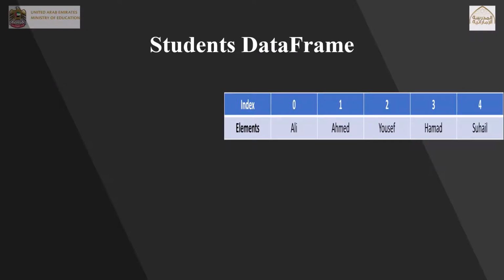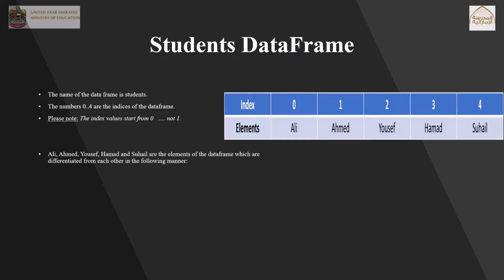A short while ago, you did a program where you used 5 different variables to store 5 different names. Now, I would do the same thing using a data frame. The name of the data frame is students. The numbers 0 to 4 are the indices of the data frame. Please note, the index values start from 0 and not 1. Ali, Ahmad, Yusuf, Hamad, and Sohail are the elements of the data frame which are differentiated from each other in the following manner.